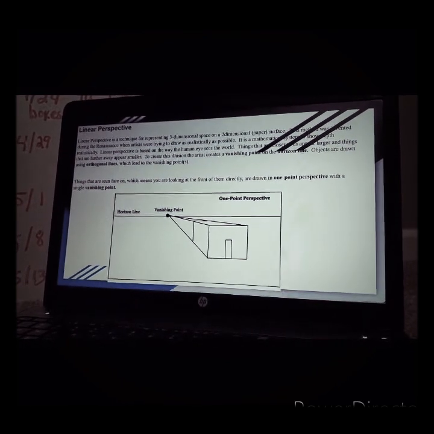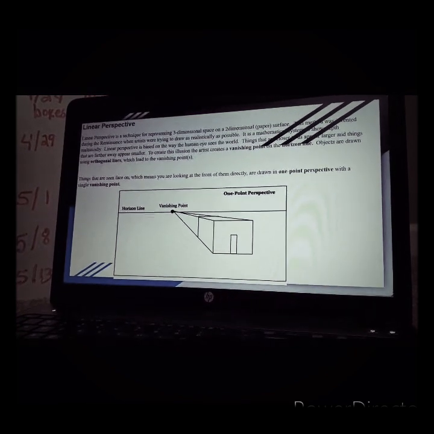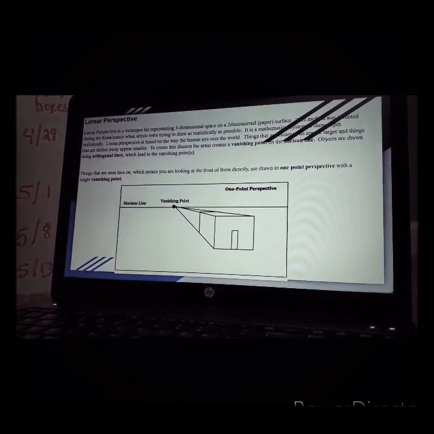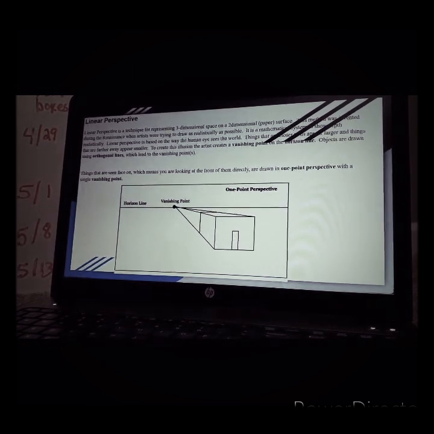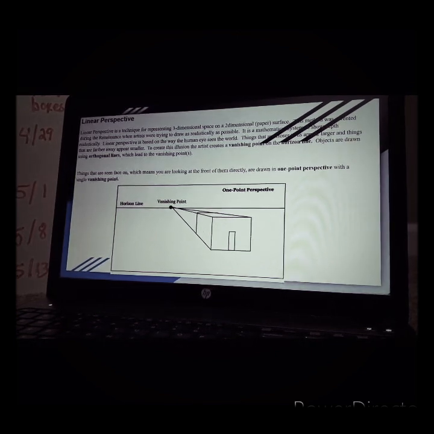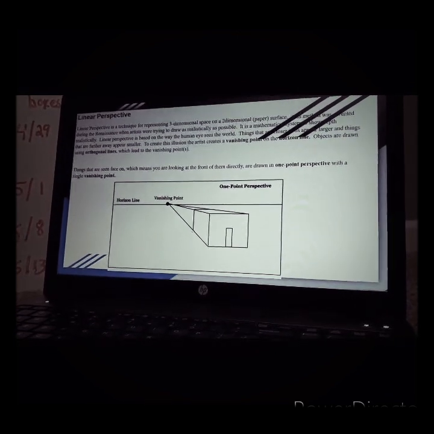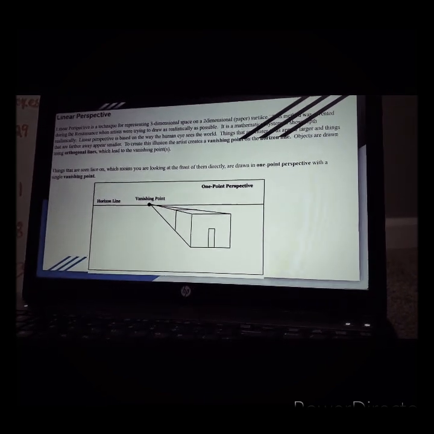Linear perspective is a technique representing three-dimensional space on a two-dimensional surface. This method was invented during the Renaissance when artists were trying to draw as realistically as possible. It's a mathematical system to show depth realistically. Linear perspective is based on the way that the human eye sees the world. Things that are closer to us appear larger, and things that are further away appear smaller.